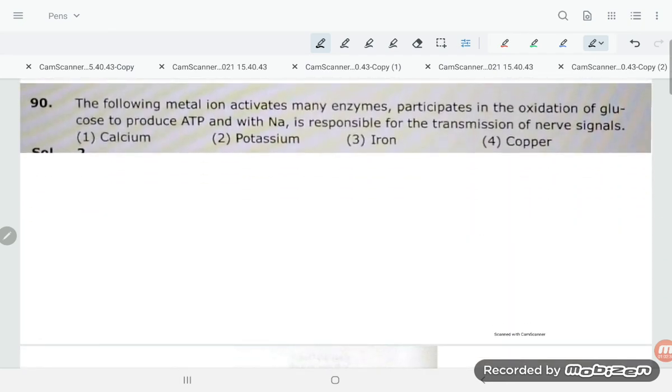The following metal ion activates many enzymes, participates in the oxidation of glucose to produce ATP, and sodium is responsible for transmission of nerve signals. So that is potassium. The correct answer is potassium. This question is directly from the s-block.